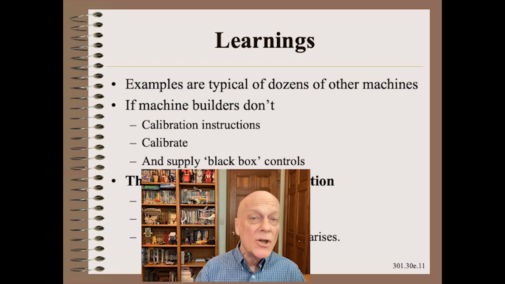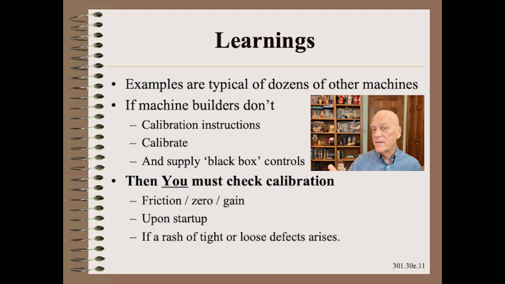So, if you buy a new machine, a service manual with calibration instructions should be called out on the purchase order. If you have an existing machine, you might want to check the calibration yourself by measuring friction, then defining zero, and finally checking gain as we described in Web30130e through C. This certainly should be done on startup or whenever you encounter a new rash of tight or loose winding defects.